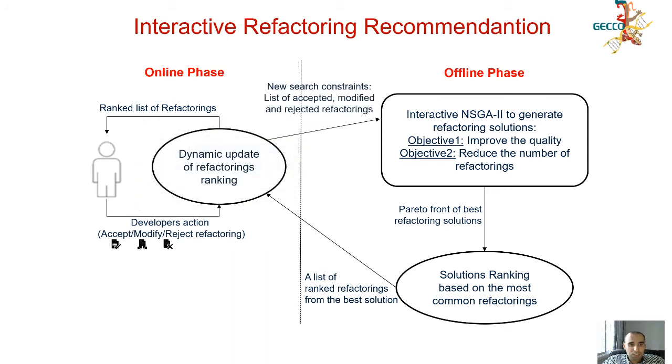Then his decisions will be dynamically updated and will be returned to the offline phase to be taken into consideration in the next iteration, so that when the developer declines to apply a refactoring operation, the algorithm will never recommend again similar operations, and when he accepts an operation, the offline phase will in the next iteration consider similar refactorings to be applied and give them more weight in order to achieve better recommendations.